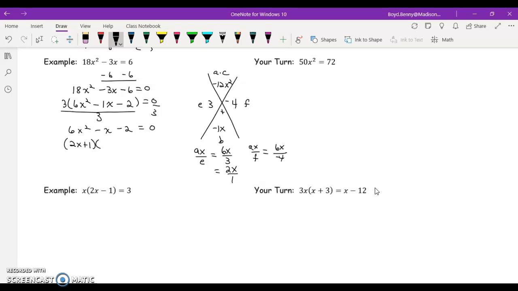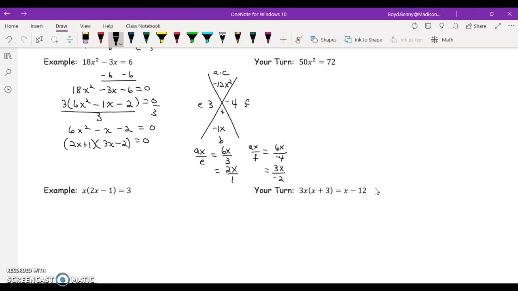Can I simplify the second one? Well, sure I can. I can divide this one by 2 also. So if I simplify that, 6x divided by 2 would give me a 3x. Negative 4 divided by 2 would give me a negative 2. And that's in simplest form. So my second factor is 3x minus 2.